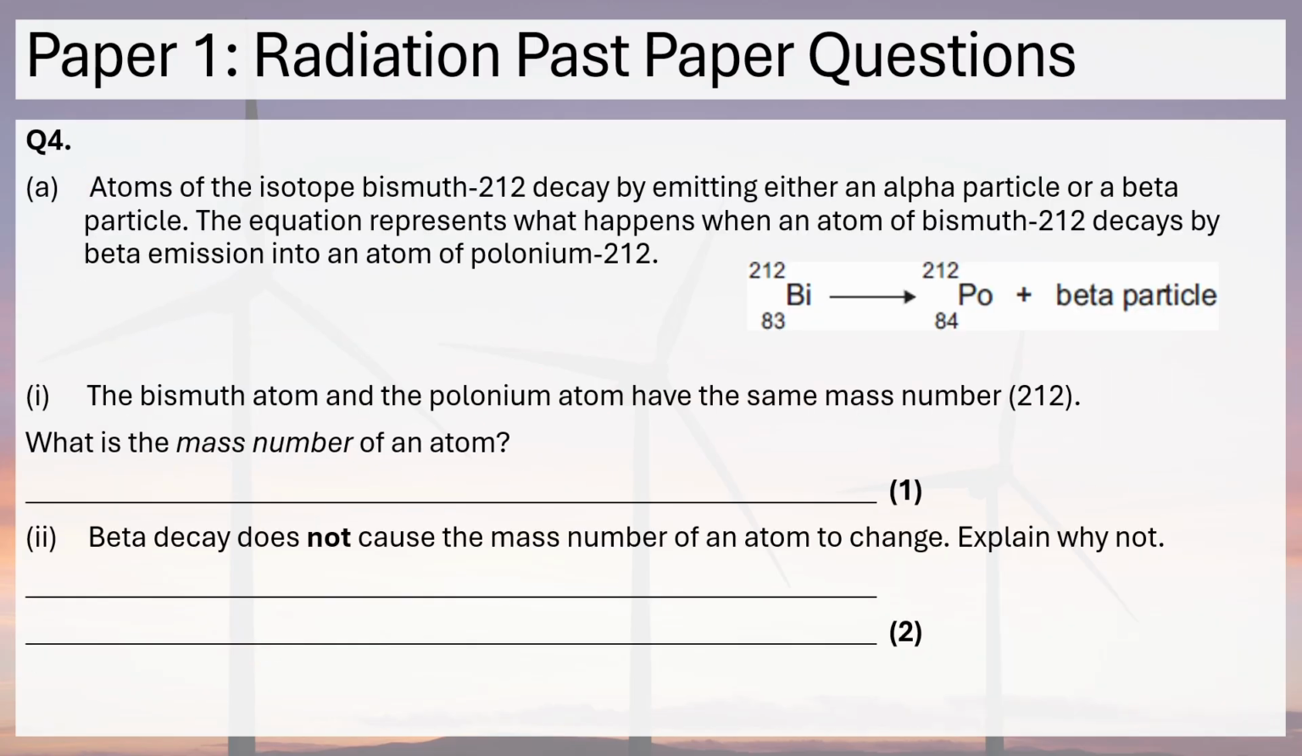Question 4. Atoms of the isotope bismuth 212 decay by emitting either an alpha particle or a beta particle. The equation we've got there on the right hand side shows what happens when the atom of bismuth 212 decays by beta emission and turns into polonium 212. Bismuth and polonium have the same mass number. What is the mass number of an atom? Nice question this, because it's the same in physics as it is in chemistry. So it's the number of protons and neutrons in the nucleus.